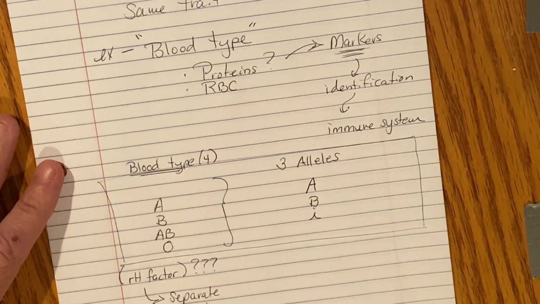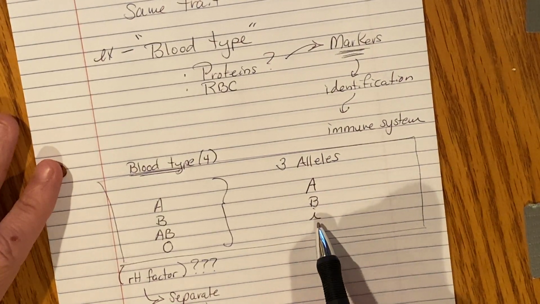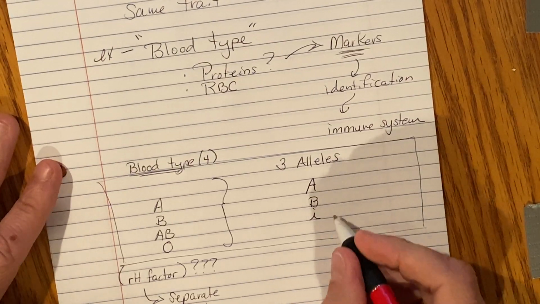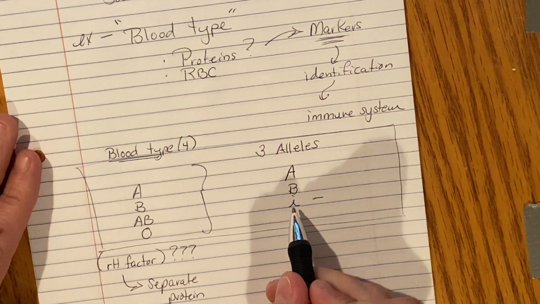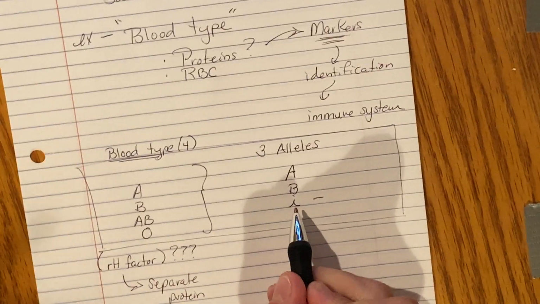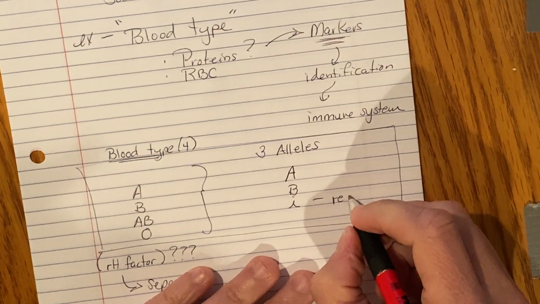Okay? Now, notice here we have capital, capital, lowercase. Let's start with this lowercase. Since this is a lowercase letter representing a gene, what can you say about a lowercase letter representing a gene? Oh, I know. It's recessive.